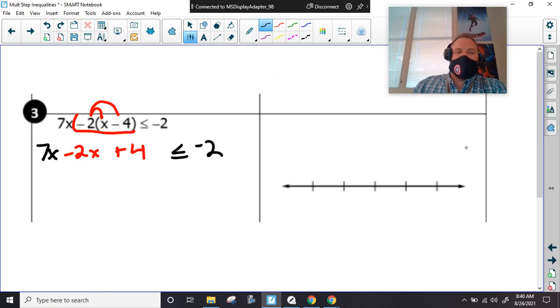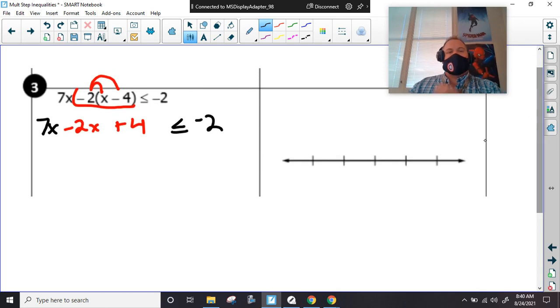All right. So we distributed. Now we have to combine like terms. So this negative 2 is chilling all over here by its lonesome, so we don't have to worry about this. This is what we have to do.